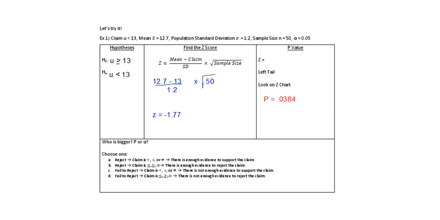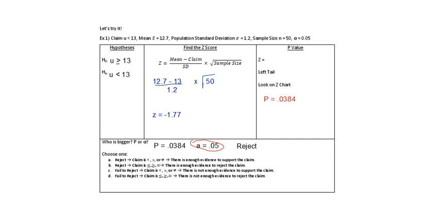Okay, it's now time to make a decision. Who's bigger, P or alpha? Let's see what we know. I'm going to type them right next to each other. P is equal to 0.0384, and A is equal to 0.05. To me, it looks like A is bigger. And if A is bigger, that means we have to reject.